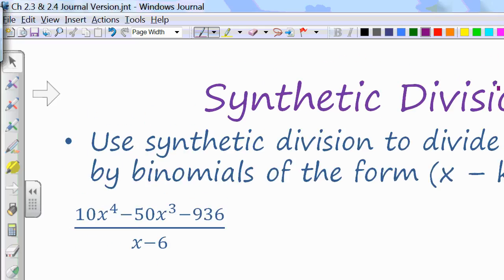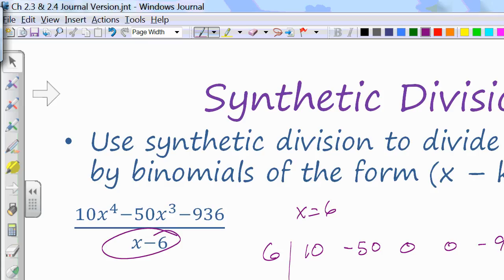Synthetic division. This was the fun one. All right, so I'm dividing it by x minus 6. So I flip it. I get x equals 6 as a factor, so I'm going to divide by 6. So I write my 6, and then I write all my coefficients. I have 10 on the x to the 4, negative 50 on the x cubed. I have no x squared, no x, and negative 936 as my final constant. I just bring the first number straight down, 10. 6 times 10 is 60.